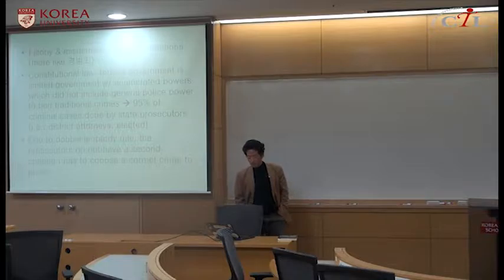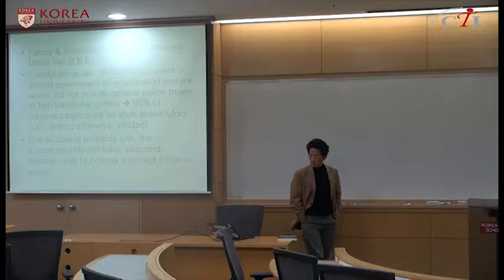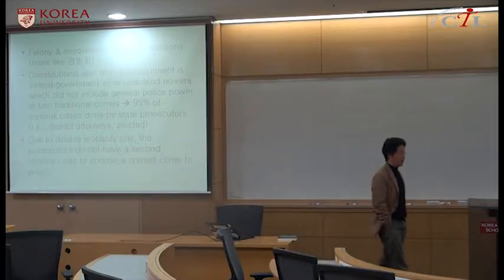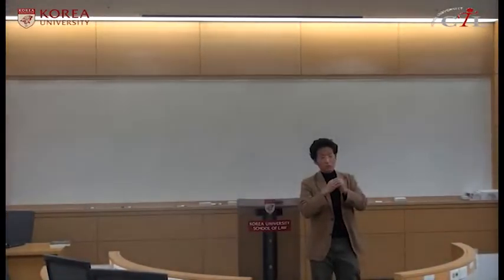Okay, constitutional law. Federal government is a limited government with enumerated powers which did not include general police power to ban traditional crimes. 90% of criminal cases done by state prosecutors, district attorneys elected. 이건 써놓은 대로 헌법을 배우려고 하는 게 아니라 그 헌법 때문에 이제 어떤 문제가 발생했냐면, So I said federal government is a limited government, right? It exercises only those powers that are enumerated in the Constitution as federal powers, right?